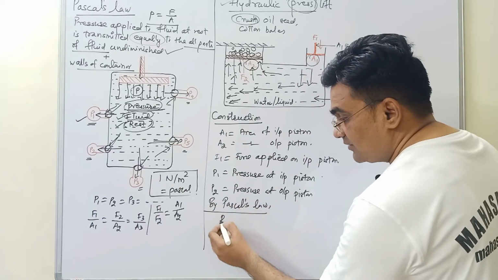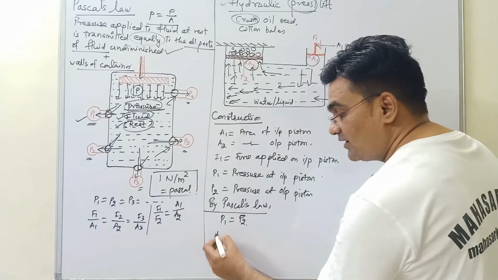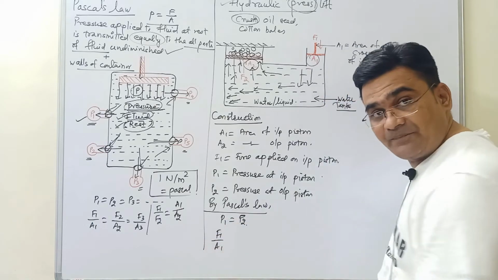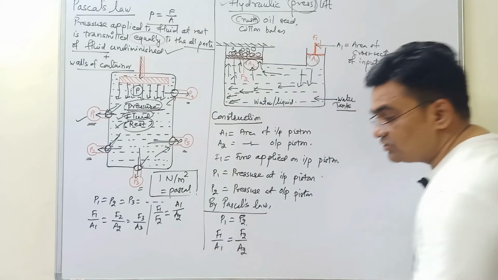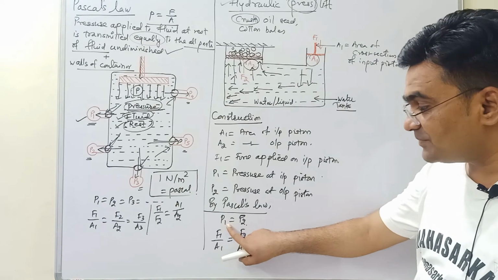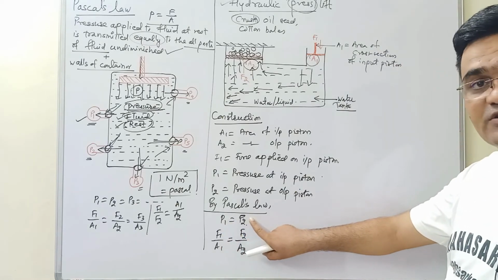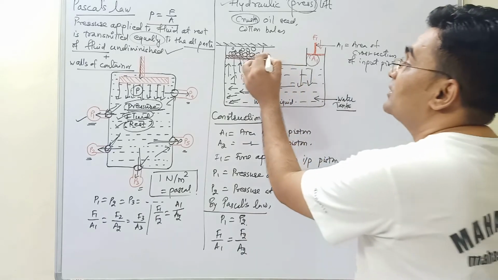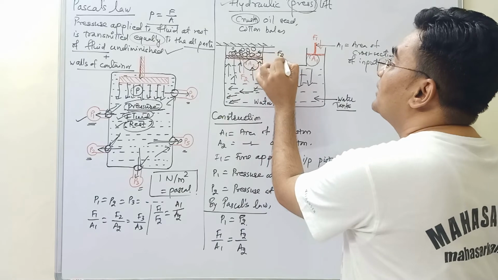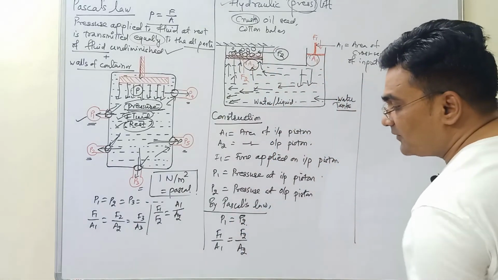So by Pascal's law, we can say P1 is equal to P2. According to the formula, pressure is force upon area. So the input piston has pressure P1 equal to F1 upon A1. The output piston has pressure P2 equal to F2 upon A2. F2 is the expected force that is going to act here. Now what we just need to prove here is that F2 is greater than F1.